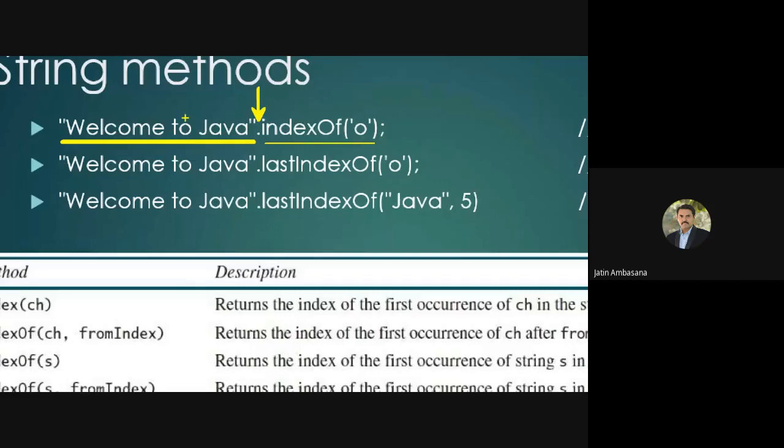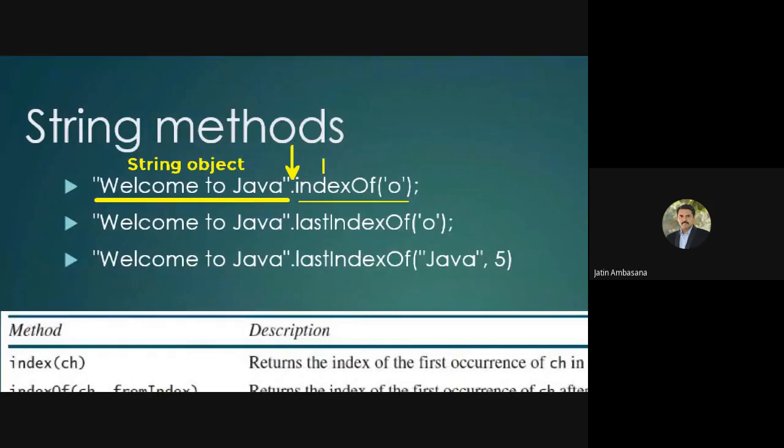So here is the string. This part is the string object part. And after the dot, what comes? After the dot is the method call. This is the method call that we are making. You can see you directly call the method on the string object itself, not on its variable, but on the object itself, on the string literal itself. So this is possible in Java. On the string object itself, you are calling the method.